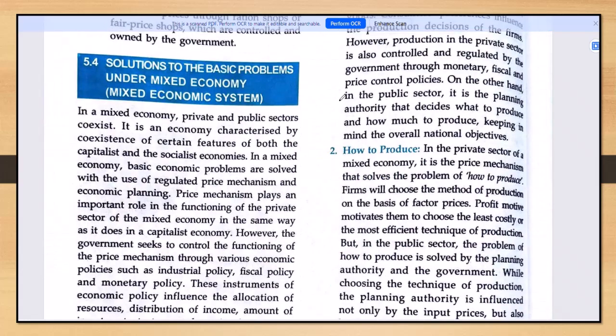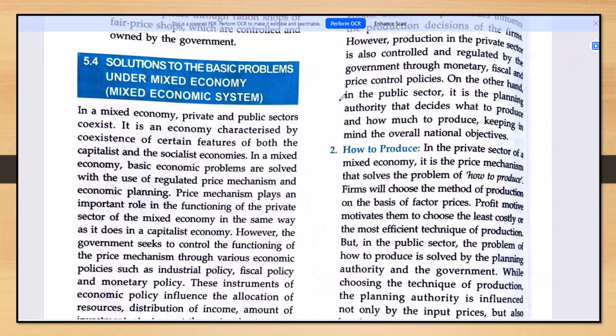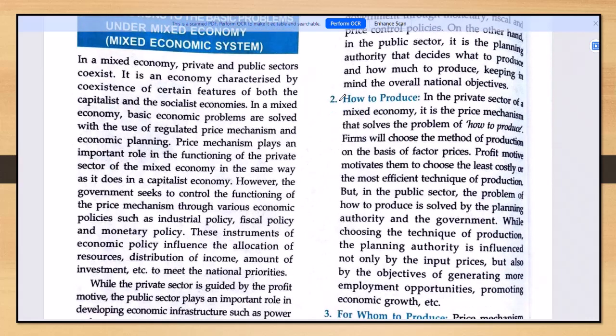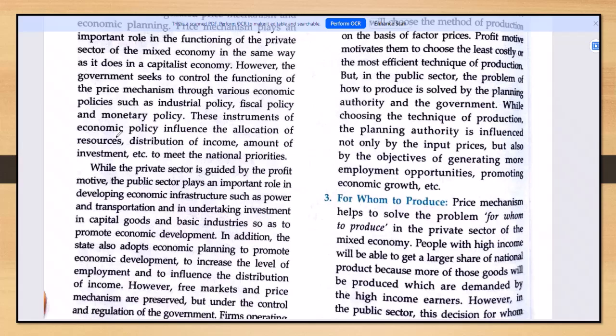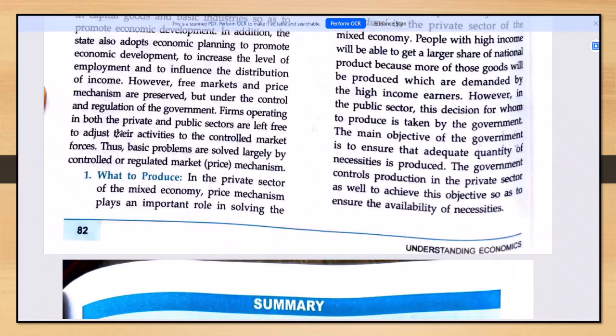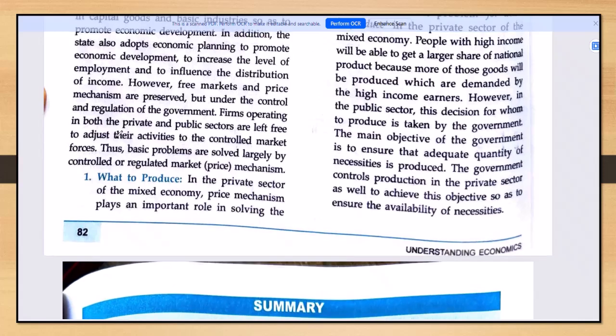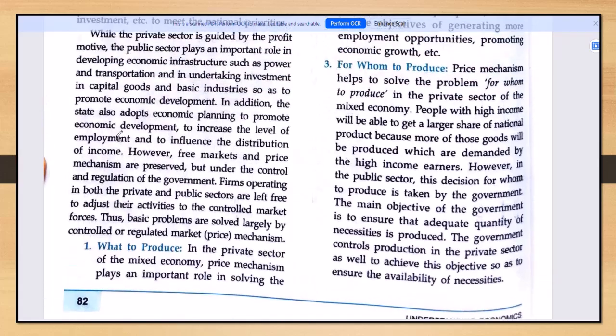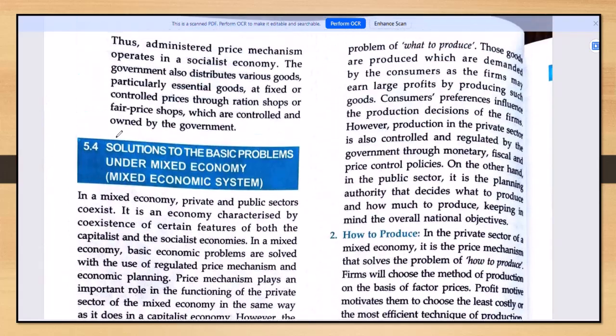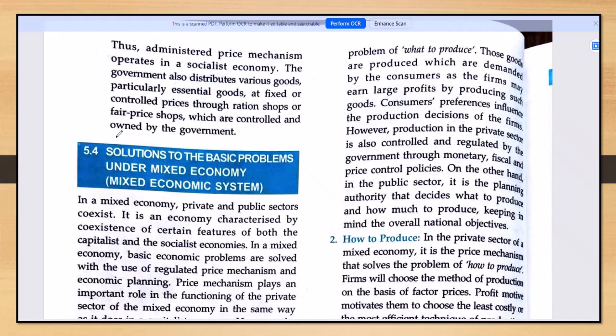Now, looking at the mixed economy, we have seen what a mixed economy is. A mixed economy is the economy wherein you can find the features of both the capitalistic as well as the socialistic economy. So now that we know how the capitalistic economy and the socialistic economy make decisions for the basic economic problems, we can club those features over here. For example, in what to produce, in the private sector of the mixed economy, the price mechanism works. Whereas in the public sector of the mixed economy, where major decisions are taken by the public, the decisions are taken by the government.